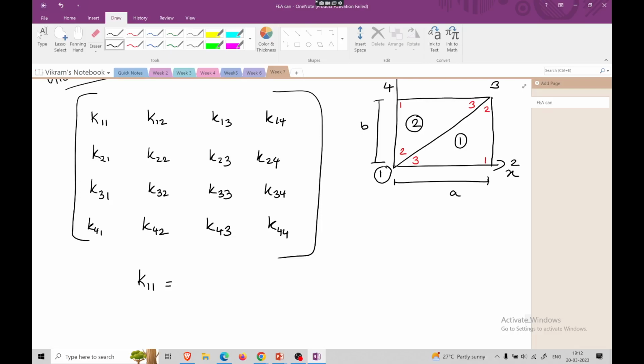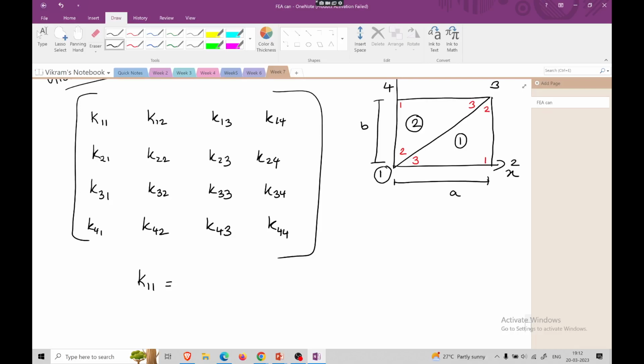So what about K12? K12 is, if I have to highlight, it's this line. How many contributions will K12 have? 1. Okay, so what will be the corresponding one from the first element? K31. Okay, K31.